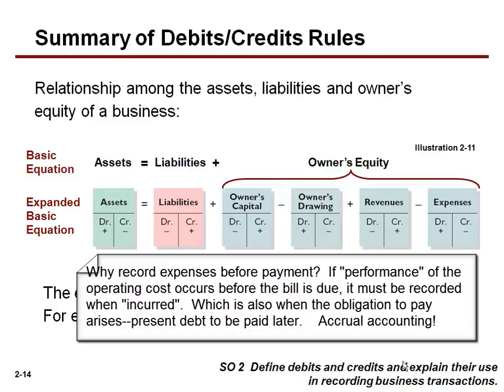But for every debit entry in a journal entry that occurs, there must be a credit entry to maintain the equality of the balance sheet, of the accounting equation as shown.